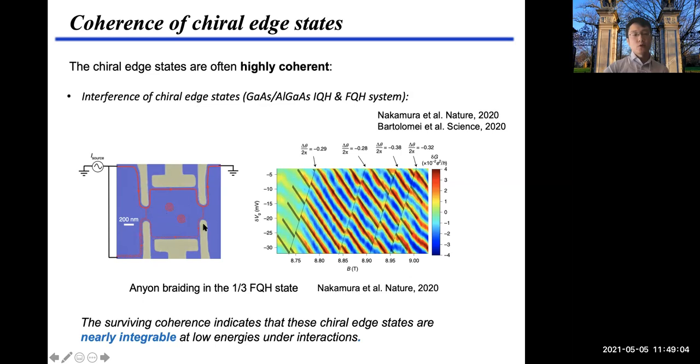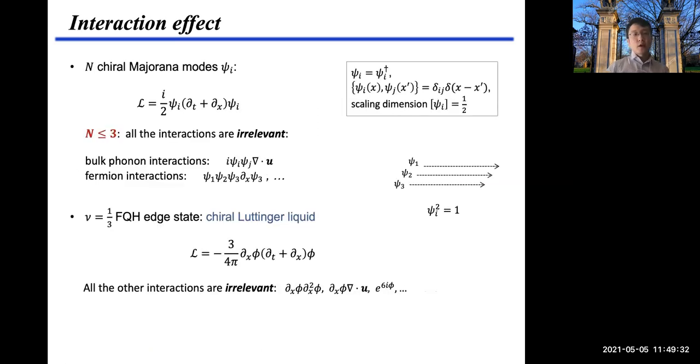For instance, in the anyon braiding experiment in Nakamura's paper, it's important to have coherent interference between the edge states of the fractional quantum Hall states, and this is exactly because these chiral edge states are highly coherent. This surviving coherence indicates these chiral edge states are nearly integrable, at least at low energies, under various kinds of interactions present in the system. To understand why these chiral edge states are so coherent, let's look at some simple examples. The first example I'm presenting here is n chiral Majorana modes.